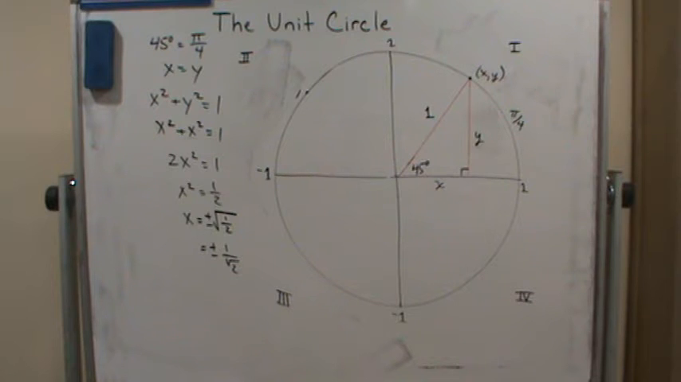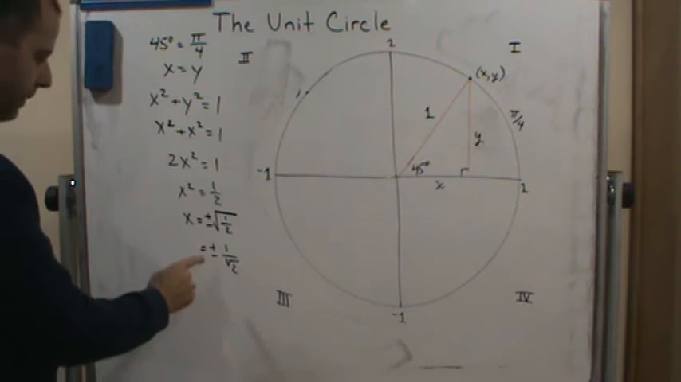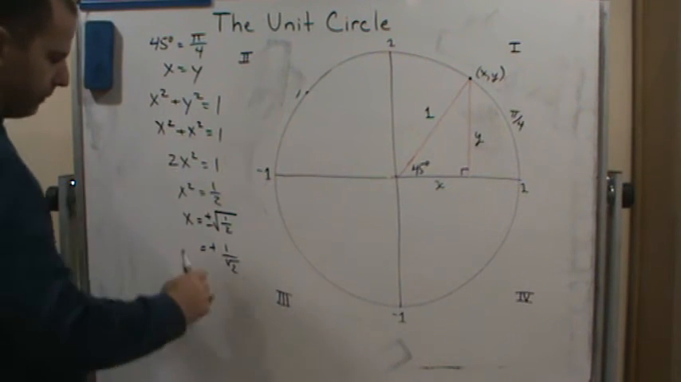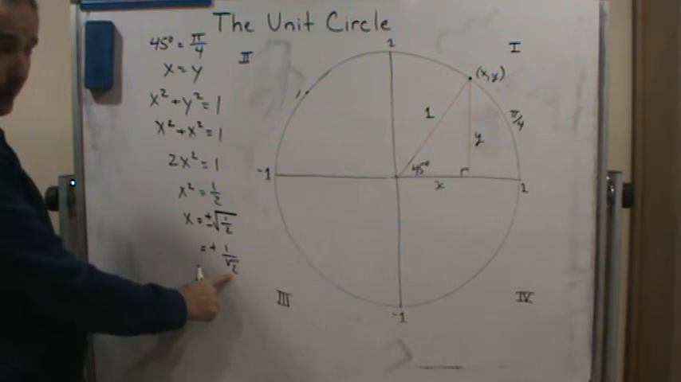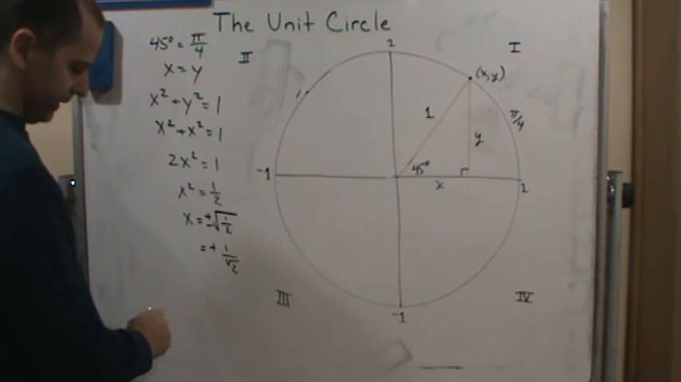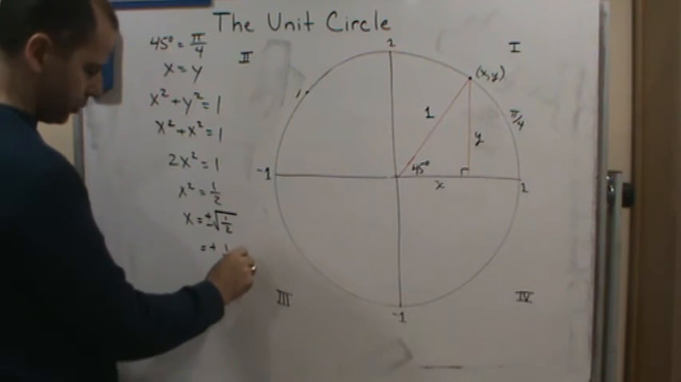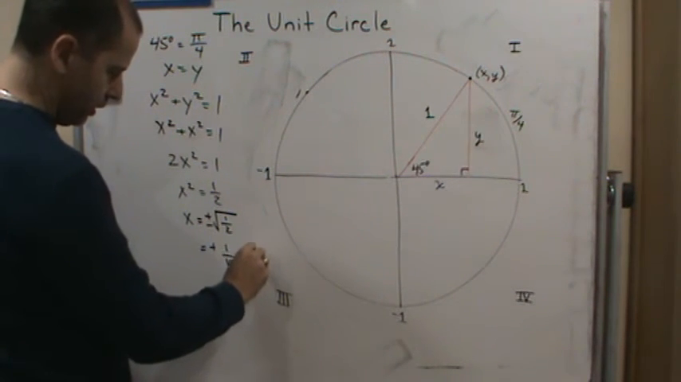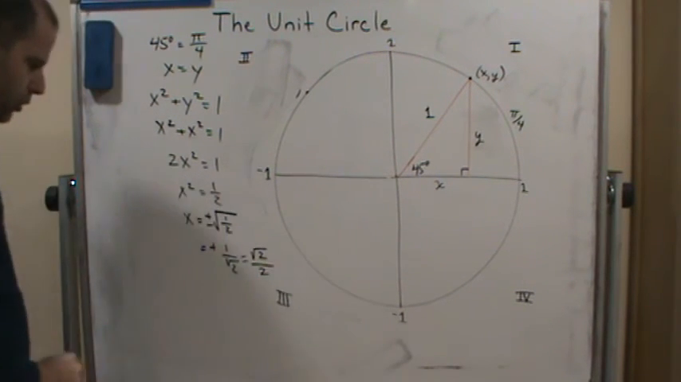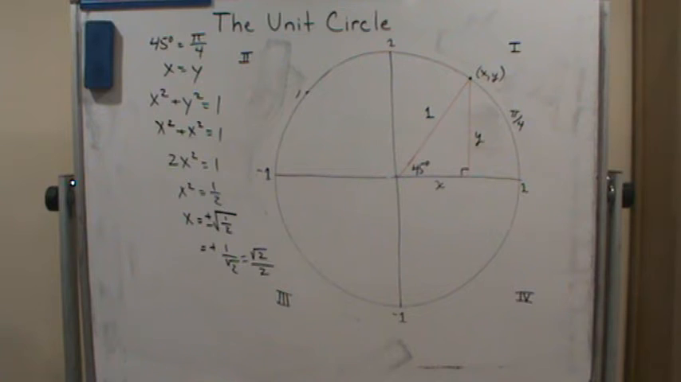Now, we're in quadrant 1, so this is going to be positive. And also, because we have a square root in the denominator, we want to rationalize this, so we don't want to leave it like this. We multiply the top and the bottom by the square root of 2, and this gives us square root of 2 over 2 for x. And it's also the same for y. So that is the result for a 45-degree angle.